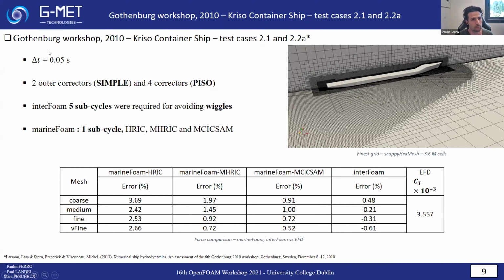So this test case comes from the Gothenburg workshop. This is test case 2.1 and 2.2a. We use a fixed time step of 0.05 seconds. This is quite a large time step. It will lead to a Courant number of, if I am correct, something like 70. We will see this in a future slide.